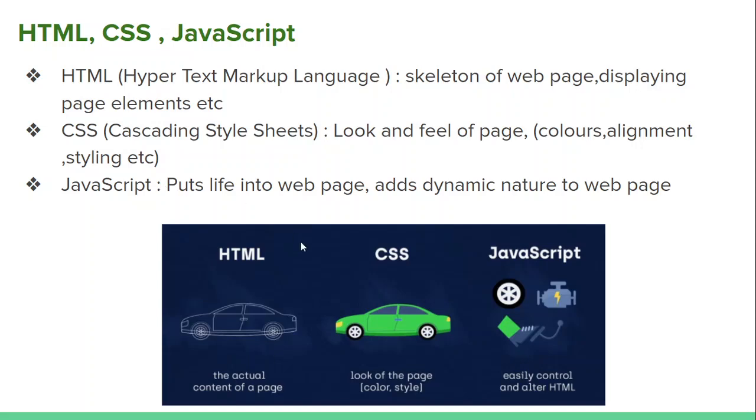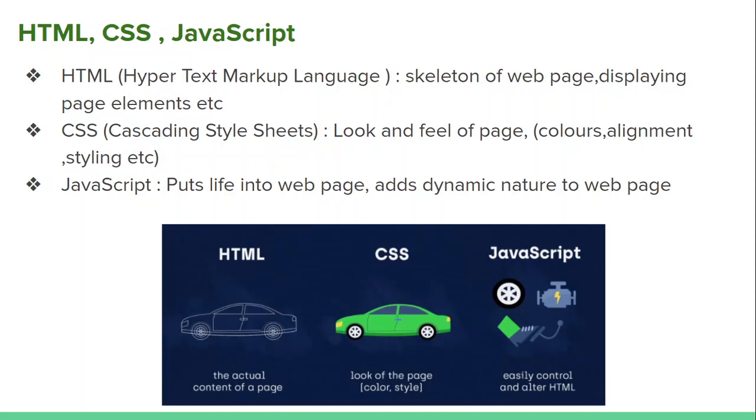To give a simple example, if there is a car, right, first we create the skeleton of the car. That skeleton can be created via HTML. I'm just giving an example. So if the skeleton of the car is like HTML, then CSS can be used to give the look and feel.